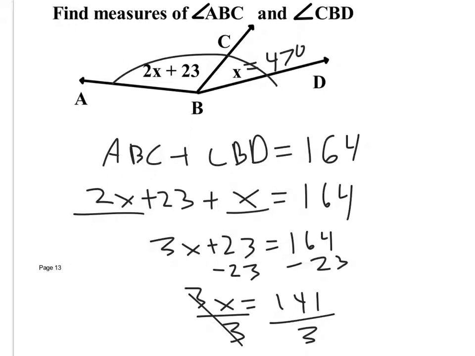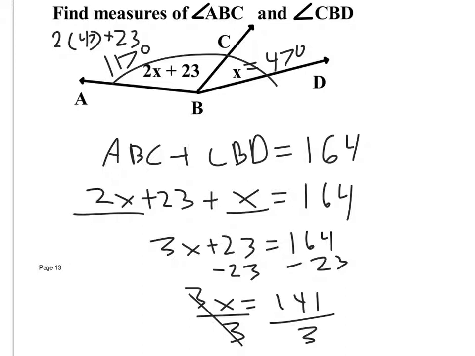So I know what CBD is, but do I know what ABC is? I don't right at the moment. How could I find ABC, William? So good. I take 2 times 47 because I know what x is. X is 47, so I take 2 times 47 and I add 23 to it. 2 times 47 is 94. What's 94 plus 23? That would be 117.